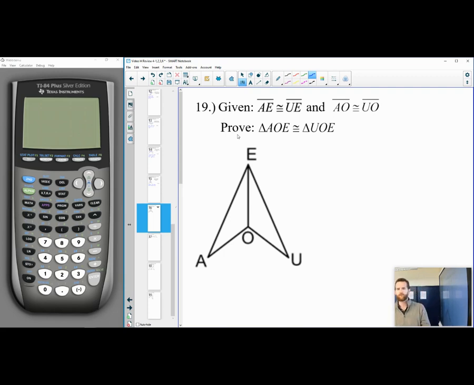So if I say prove something, it's never going to be "not enough information," or angle, angle, angle, or side, side, angle. It's going to be a pattern that actually works. So let's jump right in.